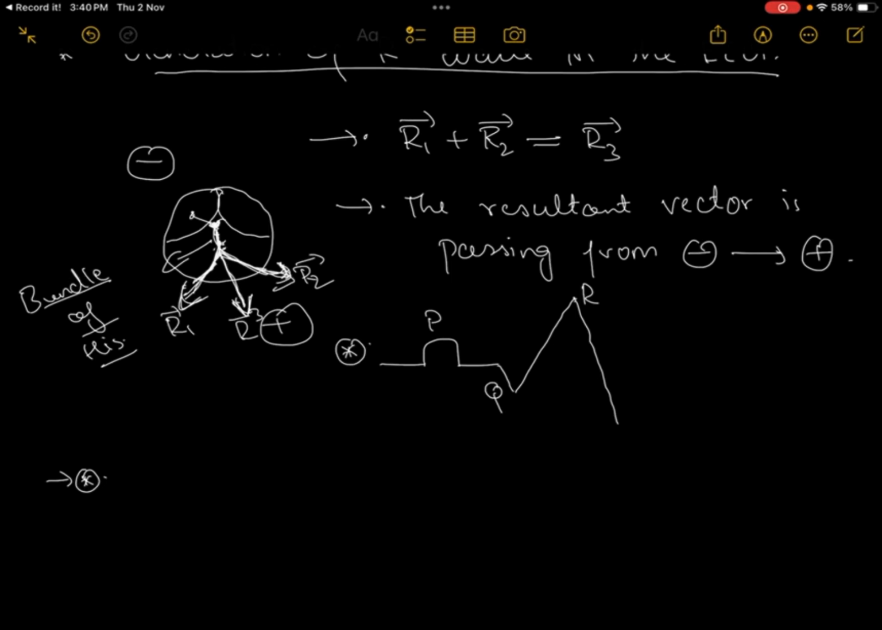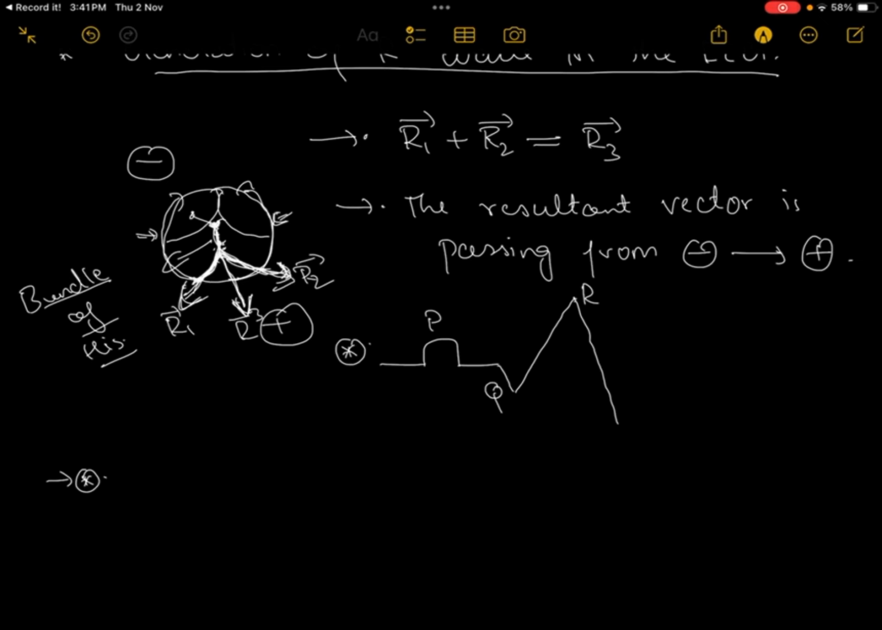As I have said, the impulses are divided by the two branches of the bundle of His. One is from here and one is from here. These impulses are again transferred toward the ventricles with the help of Purkinje fibers. As you all know, Purkinje fibers are the most rapid conducting fibers, which help in fast conduction of impulses. So Purkinje fibers are present over here.